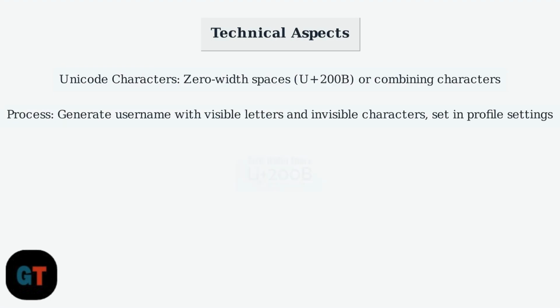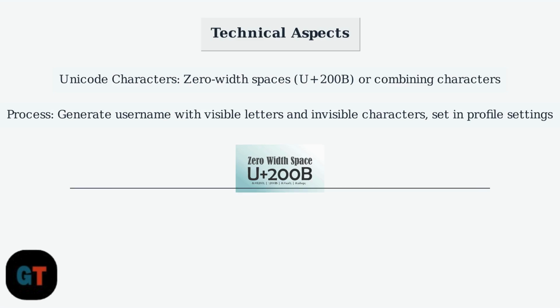The technical foundation of the invisible name trick relies on Unicode characters, specifically zero-width spaces like U+200B, or combining characters that create visually empty usernames without displaying on screen. The process involves creating a username string that intersperses visible letters with these invisible Unicode elements, then attempting to apply it through TikTok's profile settings interface.